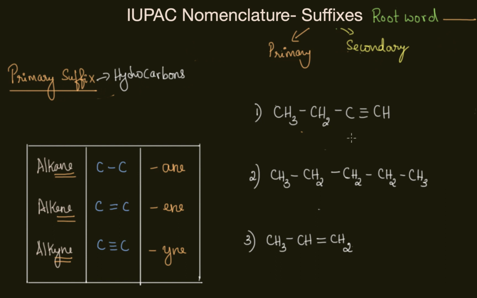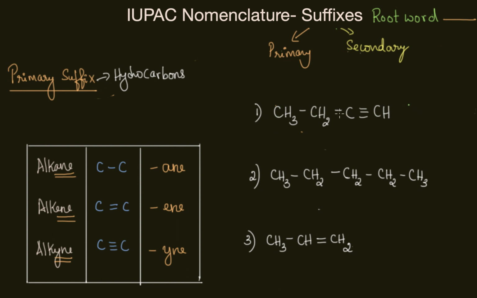Root word we can identify by counting the total number of carbon atoms in a parent chain. You can see that this is a chain here. How many carbon atoms are there? There is 1, 2, 3, 4. So totally there are 4 carbon atoms. What is the root word we use for 4 carbon atoms? Let's recall. You remember that monkeys eat peeled banana? The number 4 stands for banana and banana starts with B. So B means but, right?